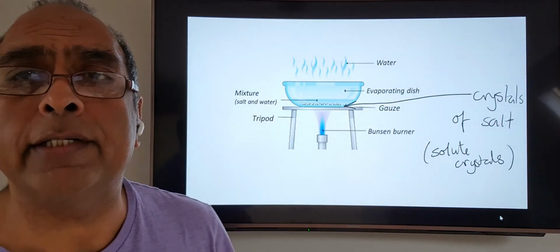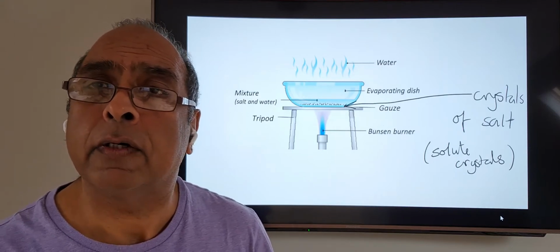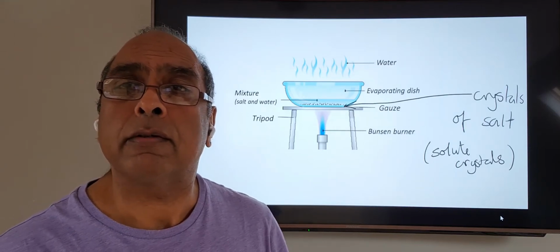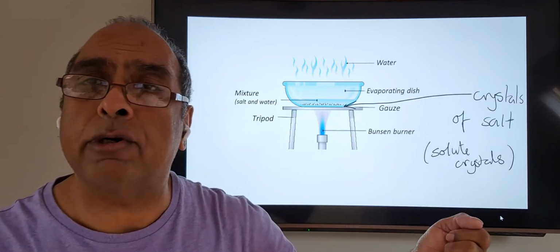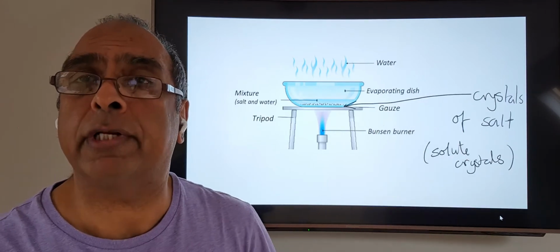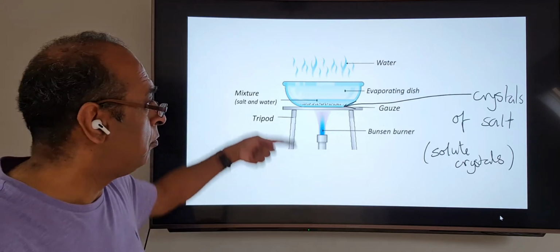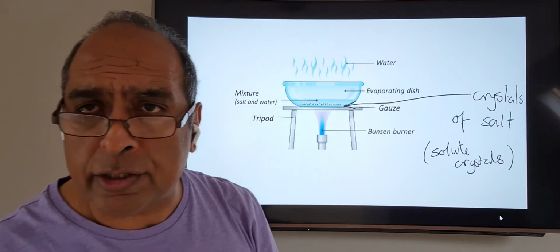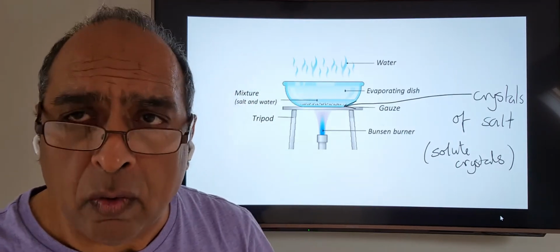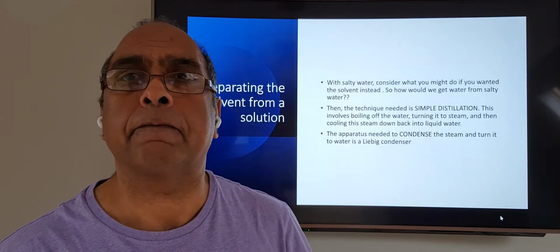Now, unsurprisingly, this technique is called crystallization. So if you want the solute, and the solute's dissolved, and you boil off the water, it's called crystallization. If you want good big crystals, boil off some of the water, leave the remaining water to evaporate away slowly, and then the crystals will be bigger in size.